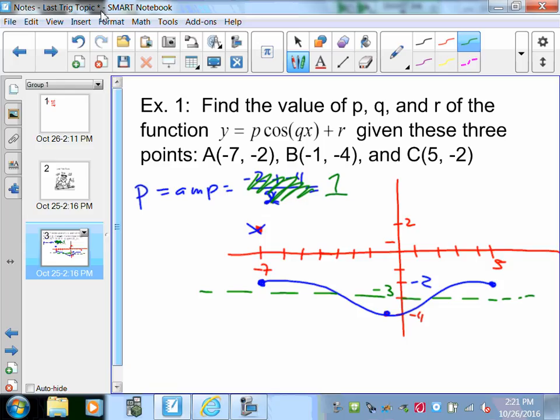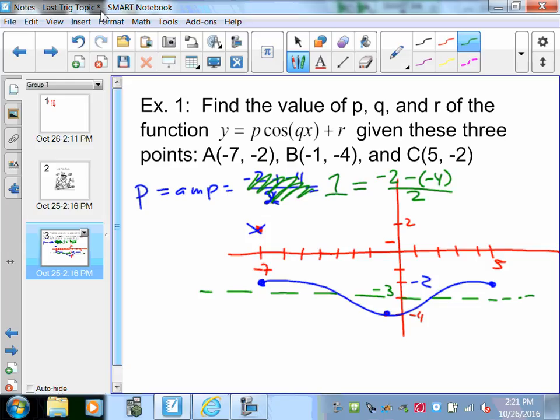-2 minus -4 is 2, divided by 2 is 1, right? So we are almost there. It'd be the top minus the bottom divided by 2. That's where we get the 1 from.